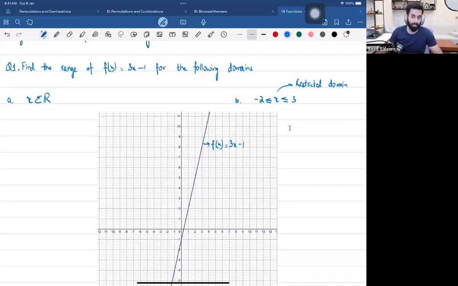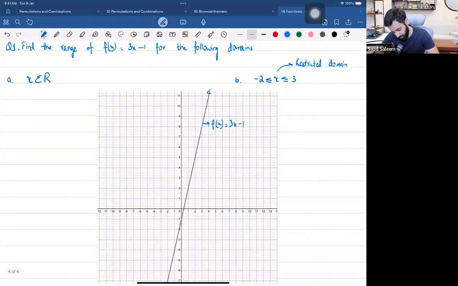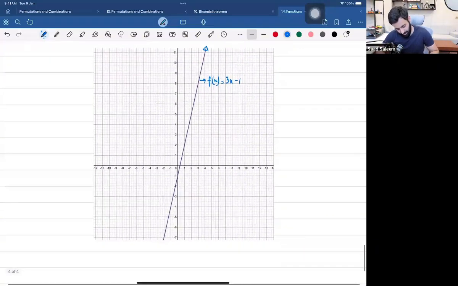-7, 8. I'm talking about part A right now. You're giving me the answer to part B. But part A, there is no restriction. That means as far as part A is concerned, this line is going to go on forever, and this line is going to go down forever. So there is no restriction.